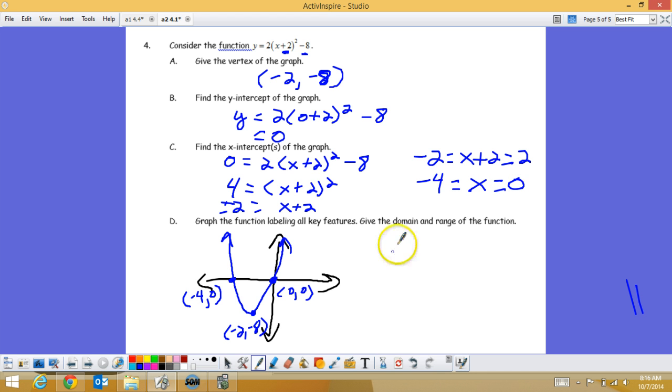And finally, the domain and range. Domain is -infinity to infinity. And the range, the bottom of the graph is -8. Top of the graph is infinity. Now, the form of the equation that we were working with here is what's called vertex form, because our vertex is right there in the equation. Tomorrow we're going to look at graphing out of standard form.